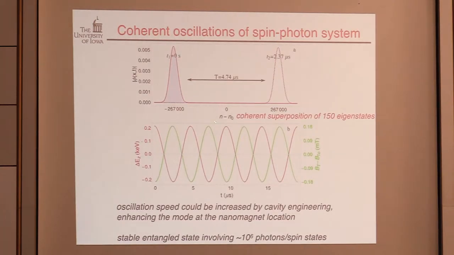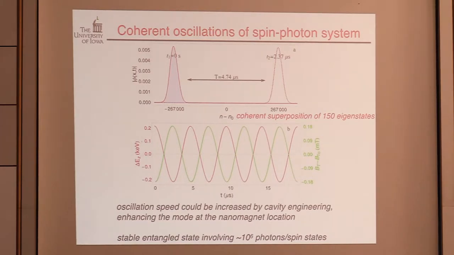And by constructing coherent superpositions, you can make pulses that go back and forth. And then you can ask, how long are they going to evolve during the coherence time of the nanomagnet? For this analysis, which was involving an entangled state of about 10^6 spins and photons, the oscillation time we were getting was on the order of a few microseconds.